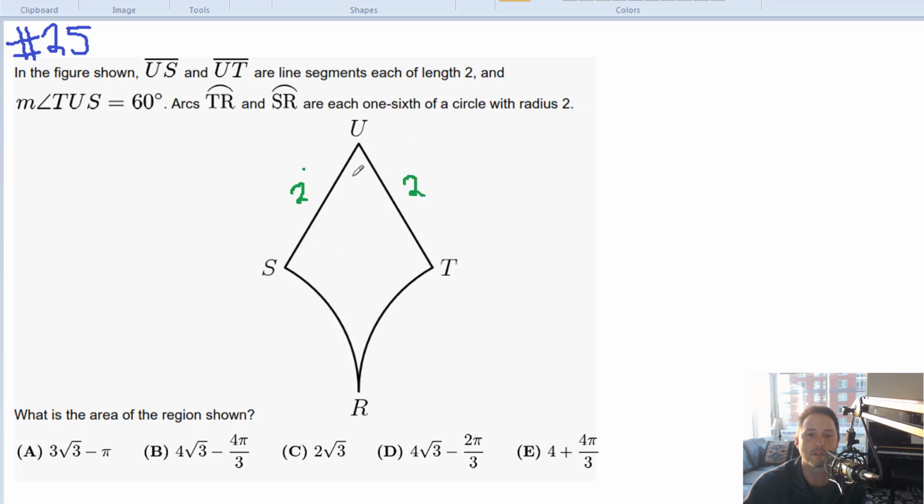And angle TUS equals 60. All right, so now if this is 60 and these are both 2, I know this is going to be an equilateral triangle, right? Because these two leg angles have to be equal. So it's going to be a, should I even draw it? All right, I'm not going to draw it yet. So from S to T is also 2. I guess I could draw that in there. Let's hit the line.